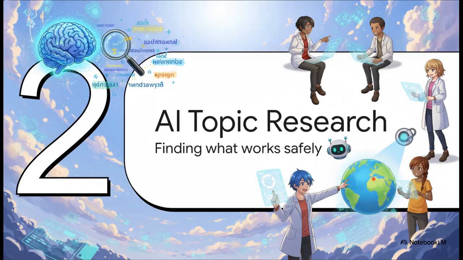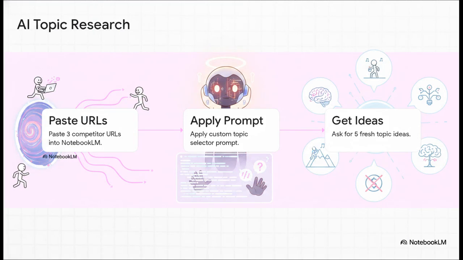Moving right along, let's build our foundation in stage two, AI-powered topic research, where we find out what actually works, safely. Because let's face it, instead of guessing what an audience wants and just hearing crickets, we need to let the data talk. Relying on a gut feeling is pretty much the fastest way to waste your time.